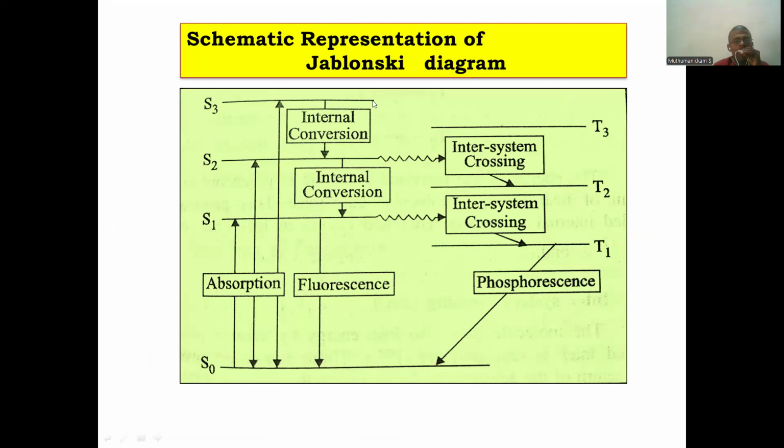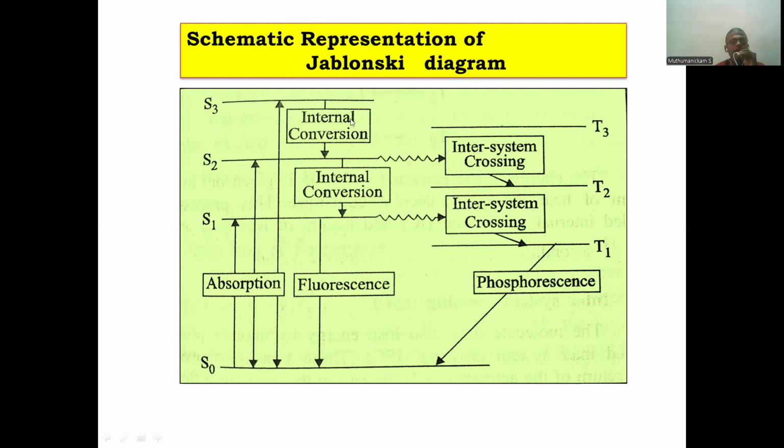So this is S3. The energy level stands here. Similarly, you just consider T3. The energy level of T3 is here. So the energy level of S3 is greater than the energy level of T3. Similarly, the energy level of S2 is greater than the energy level of T2. Similarly, the energy level of S1 is greater than the energy level of T1. So all these things are collectively represented by a single diagram called Jablonski diagram.